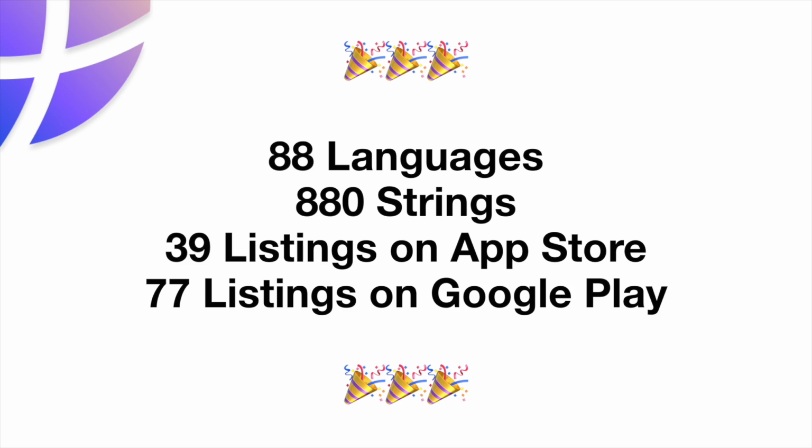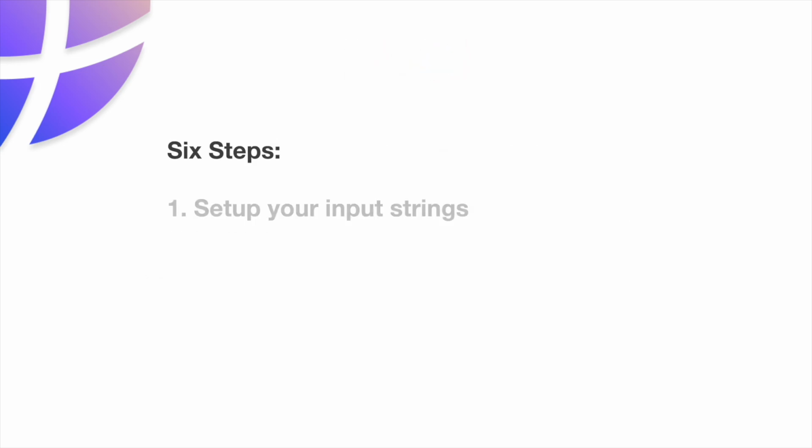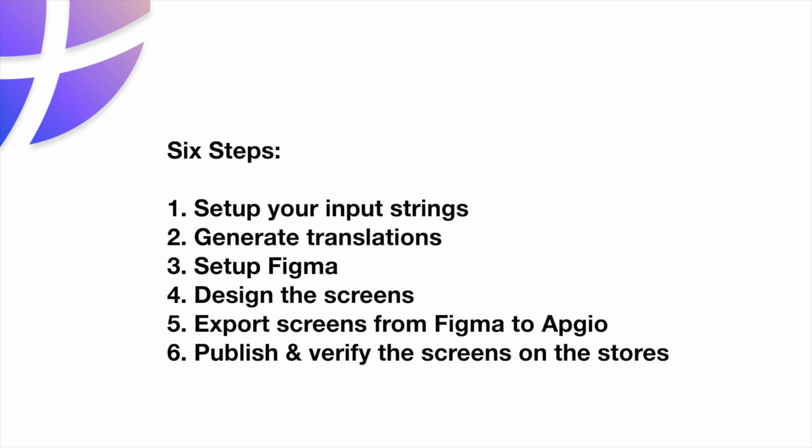Now let's move on to the second superpower, localized screenshots. At a high level, there are 6 steps. 1. Set up your input strings. 2. Generate translations. 3. Set up Figma. 4. Design the screens. 5. Export screens from Figma to Appgeeo. 6. Publish and verify the screens on the stores.